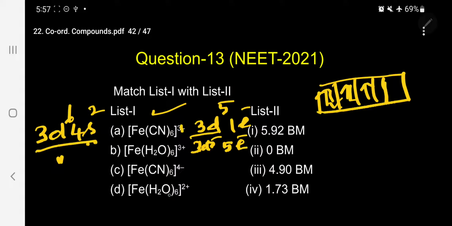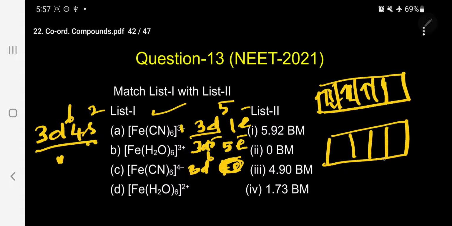Coming to [Fe(CN)6] 4 minus. 4 minus means Fe 2 plus. So 3d6. 3d6 would mean 4 unpaired electrons. Kindly follow, but because cyanide is a strong ligand, it becomes paired. So 0 unpaired electrons are present in this case. Kindly follow. So 3d6 it is there: 1, 2, 3, 4, 5, 6.